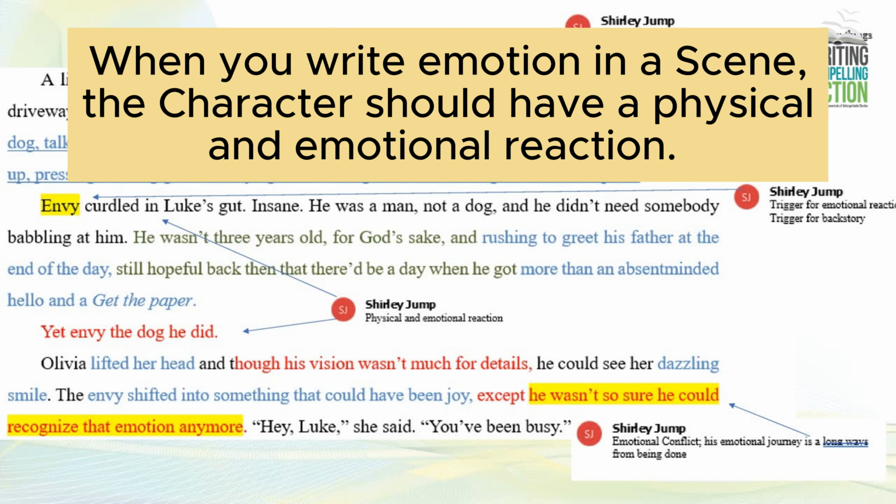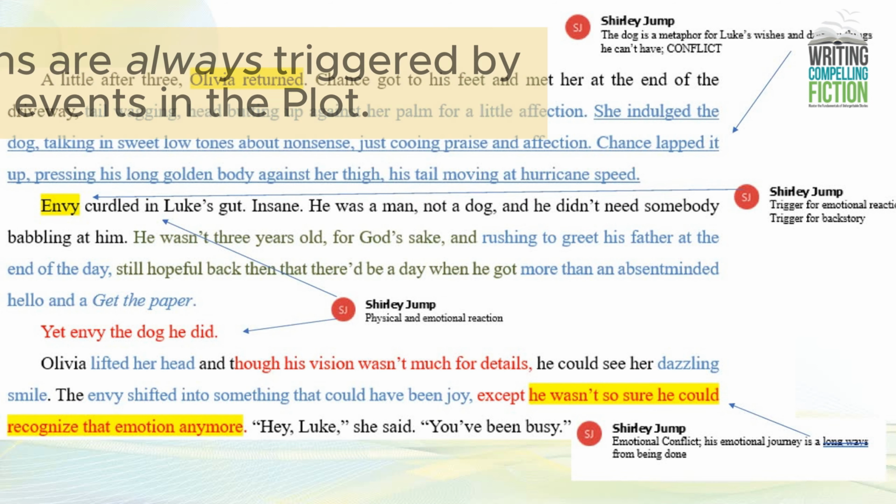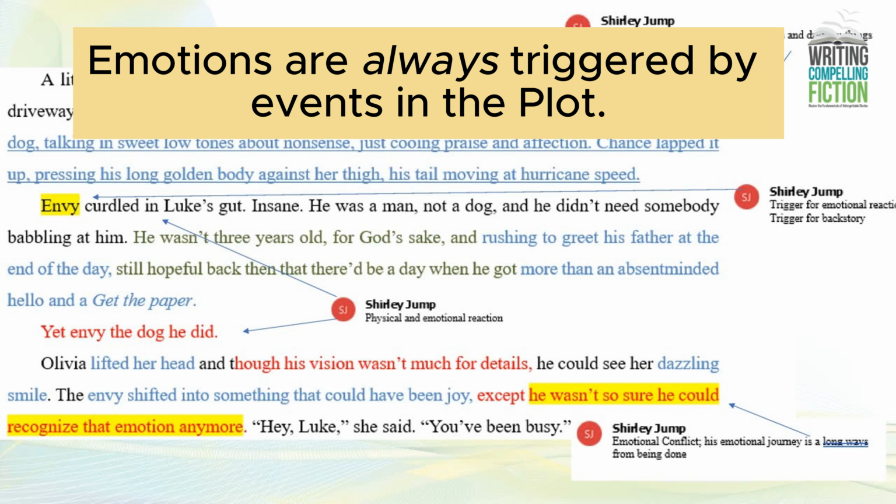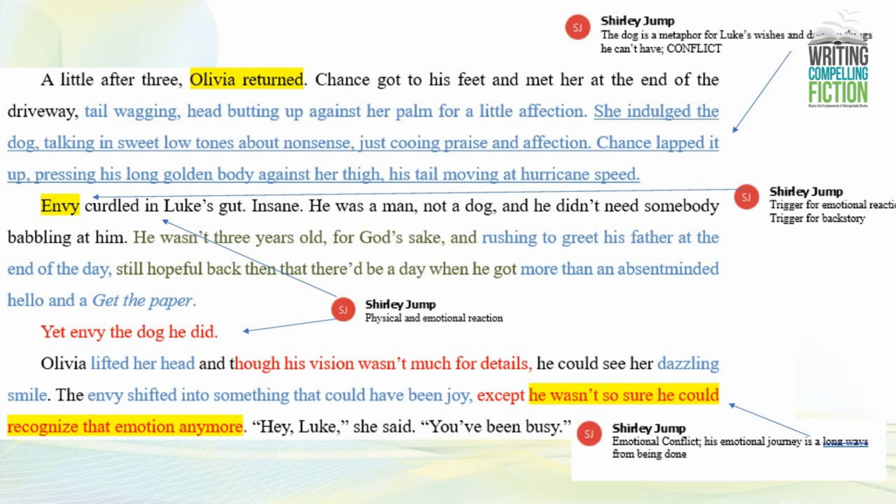When you talk about emotion, they have to have a reaction to a trigger. People don't just randomly have emotions. We don't just randomly say, okay, I'm going to cry, without any kind of a trigger there. There has to be something that triggers the emotional reaction in the character, because they need a reason to have it, essentially. So he sees the dog, and that makes him feel envious. And I have a physical reaction to that, envy curdled in his gut. So that is a physical reaction with the emotional reaction.